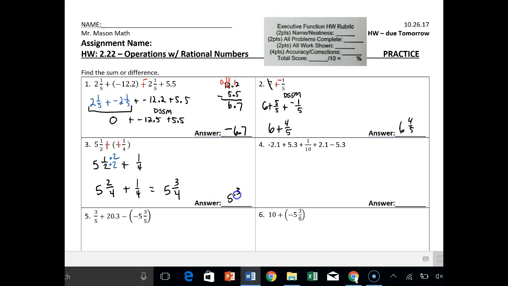Very simple problem. Let's look at number 4. We got negative 2.1 plus 5.3 plus 1/10 plus 2.1 minus, so I change that to plus a negative 5.3. Use the commutative property of addition. Let's go ahead and put negative 2.1 plus positive 2.1 next to each other. And then let's put 5.3 plus negative 5.3 next to each other. And then don't forget that you have this lonely 1/10 all by itself. So hopefully you realize that this is 0. This is also the additive inverse, 0. So it's just 0 plus 0 plus 1/10. And so your answer is 1/10.